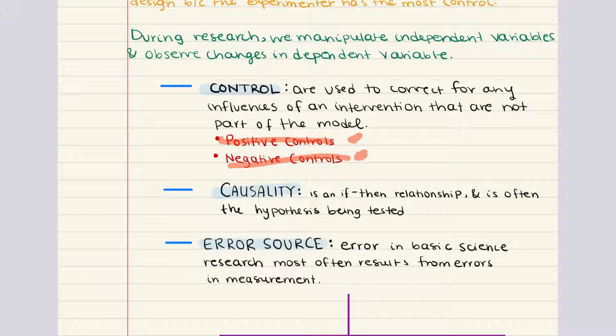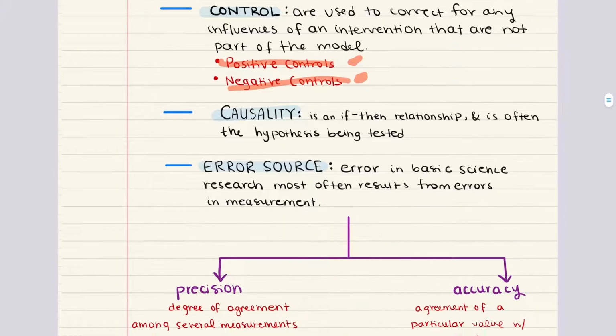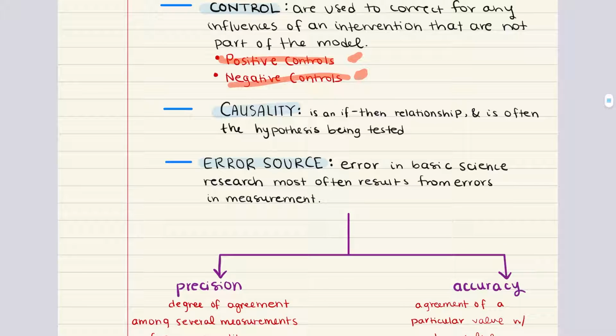Negative controls, on the other hand, ensure that there is no effect when the independent variable is absent. So in our experiment, a negative control could involve growing plants in complete darkness to demonstrate what happens without any light exposure. Another key concept in basic science research is causality.